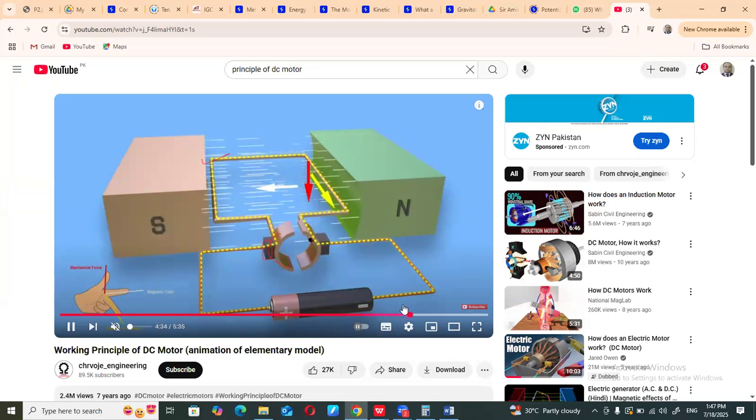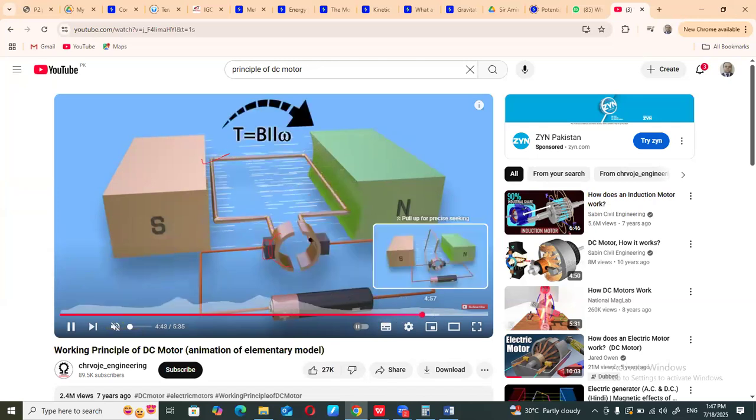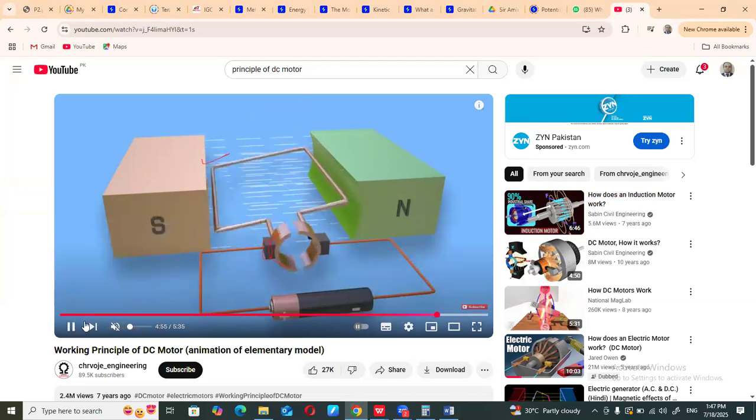Now, the question arises when it rotates. Check it out. At this point, let's assume that this is your AB and this is your CD. Now, the question is, while rotating, once AB goes to that side and CD comes to this side, what will happen? The point is the current direction is the same.